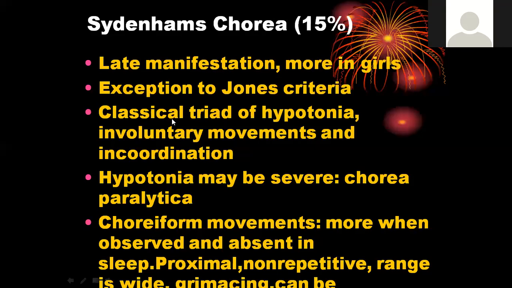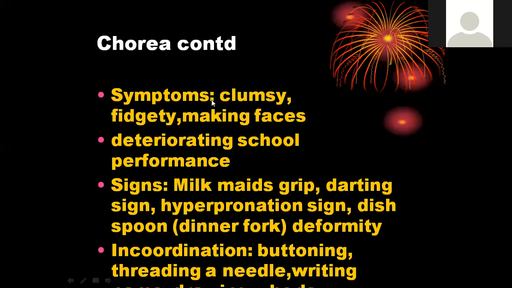The classical triad of Sydenham's chorea is hypotonia, involuntary movements, and incoordination. The hypotonia can be mild, or can be severe, when it is called chorea paralytica. The choreiform movements are very characteristic, and they are absent in sleep. They are proximal, non-repetitive, and the range is wide. The child continues to grimace, and these children are clumsy, very fidgety. They make faces. They have deteriorating school performance.